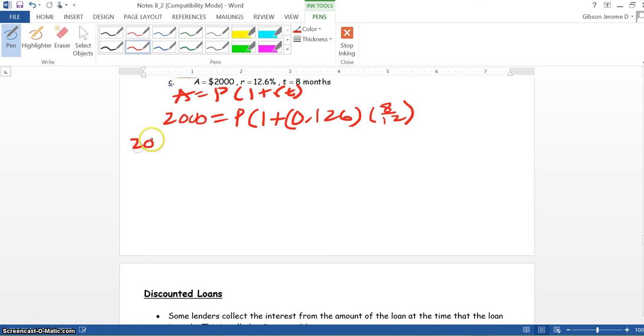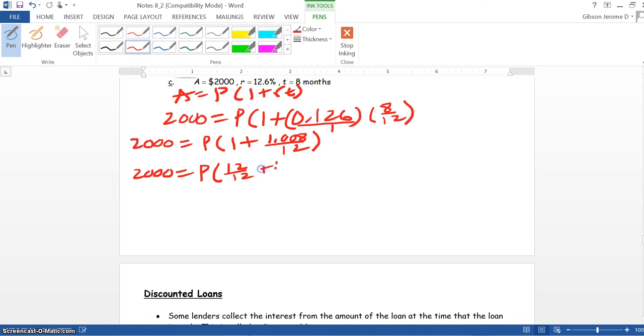So now we will have 2,000 is equal to P times 1 plus 0.126, we will put that over 1 and multiply that by 8, and that will give us 1.008 divided by 12. Now, what we could do is this, we still would have 2,000 is equal to P. Now we can make this 1 into a fraction, make it 12 over 12.